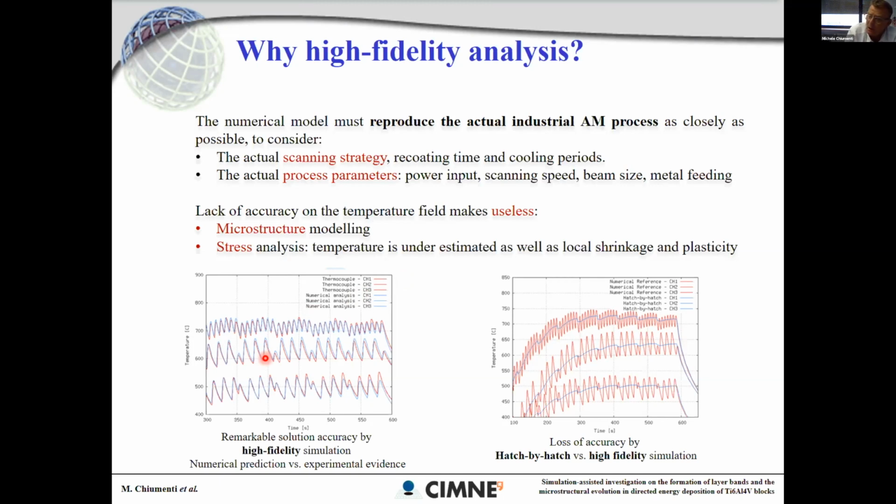On the right-hand side, you can see what happens if you just decrease the accuracy and you move arch by arch, or eventually layer by layer. You can see that, obviously, because of the conservation equation, you are preserving the average value of the temperature field, but you lose all the peaks. And so this is not useful as a result, for instance, for microstructure modeling.